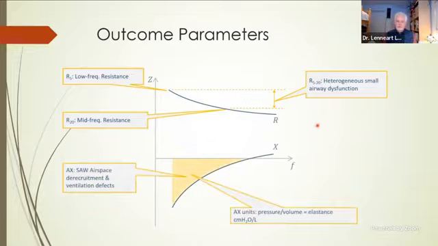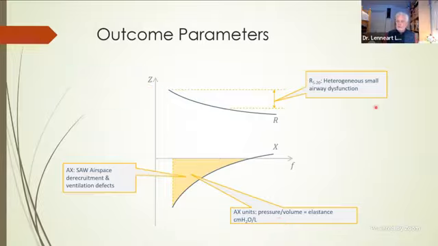We also look at what is called the airspace derecruitment ventilation defects, AX. Now, AX is interesting because it's really an integration of the area over this reactance curve here, and it has the units of elastance. And elastance is nothing but lung stiffness. So an increase in this value will actually mean that the lung is now stiffer, and a stiff lung is not a healthy lung. So at the end of the day, we are usually looking at these two as the main outcomes in a lot of cases.